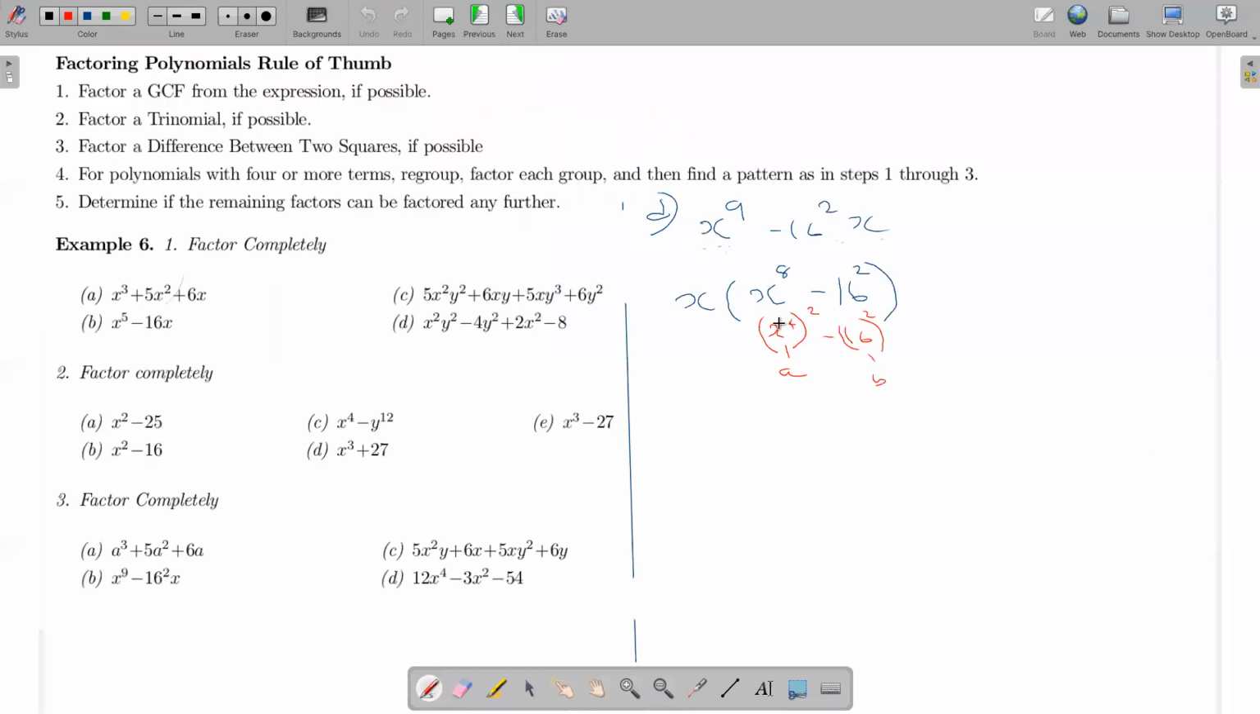So here this A is x to the 4, but now because this square gets removed, this x I write as it is. Then this is A minus B. A is now x to the 4, so I do A minus B, x to the 4 minus 16.